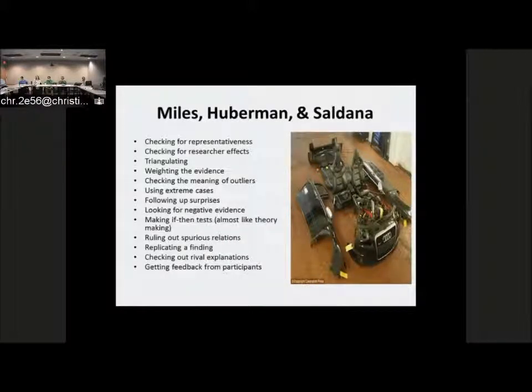Replicating findings, which we don't do enough in qualitative data. Checking out rival explanations. So again, it goes to your point, right? If someone else brought up something else, let me see if that actually is in there. And getting feedback from participants. These are all checks and balances you can engage in.